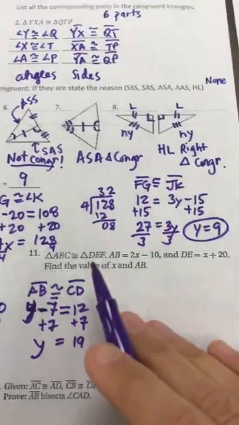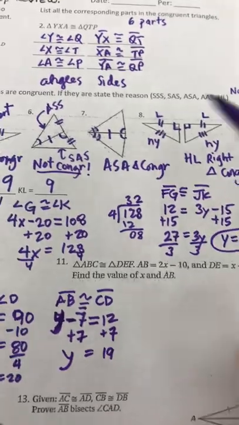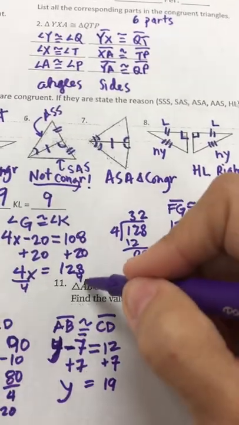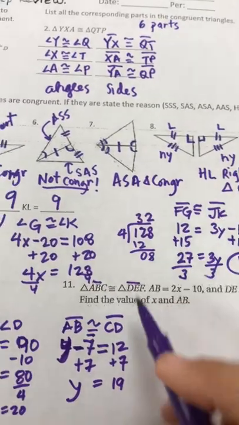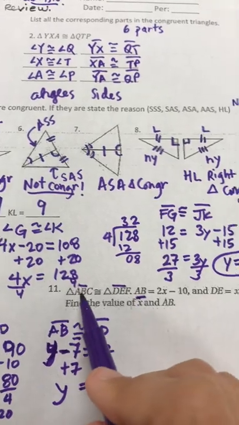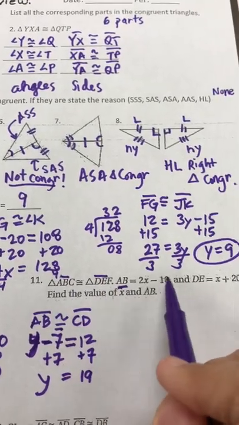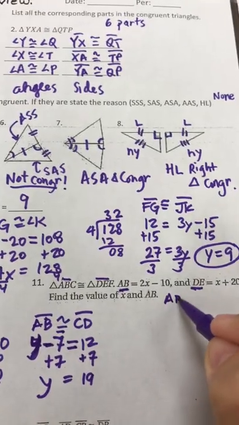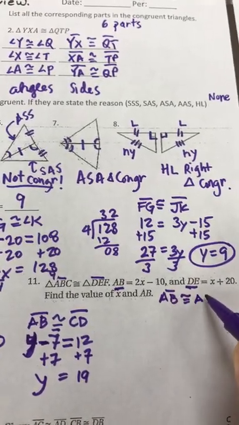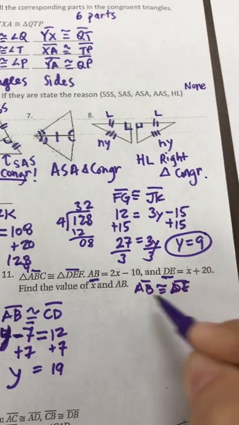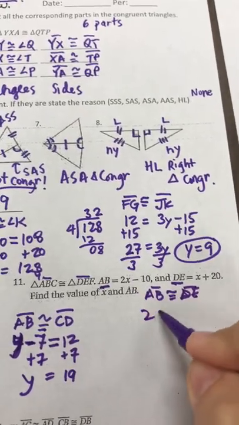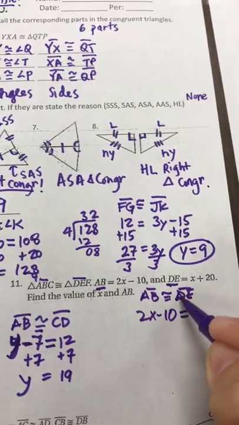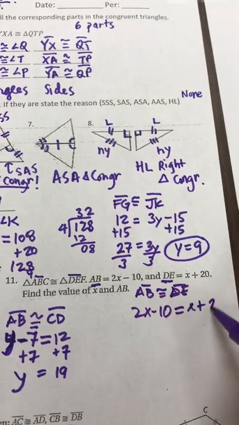All right, now 11. I don't see a shape, but I also may be able to do this without one, so let's give it a try. I know AB is the line segment, first and middle, has to match DE, which is first and middle. So I know if I'm listing corresponding parts that these two have to be congruent. So AB we know is 2x minus 10, and DE we know is x plus 20.